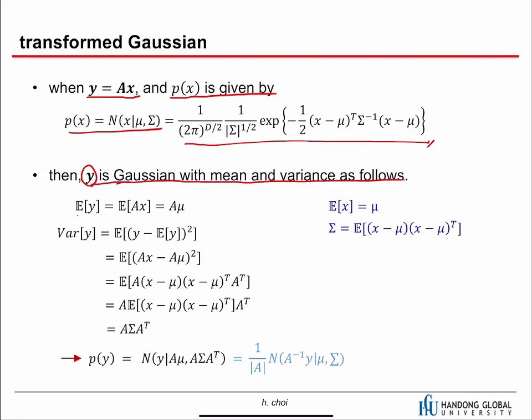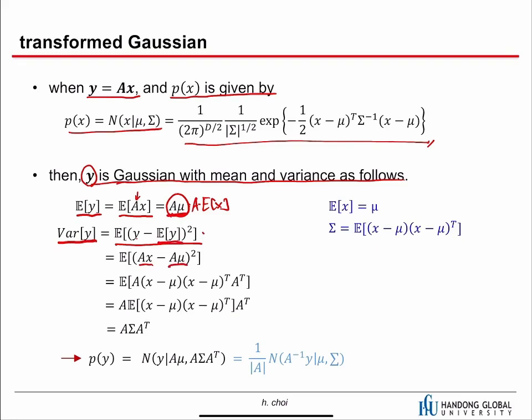And then let's calculate the mean of y. So the expectation of y is the expectation of Ax, and A is a constant, so it is A times the expectation of x, which is A mu. And the variance of y is defined by this one. And in this equation, we can replace y with Ax. And the expectation of y, we already know, is A times mu.